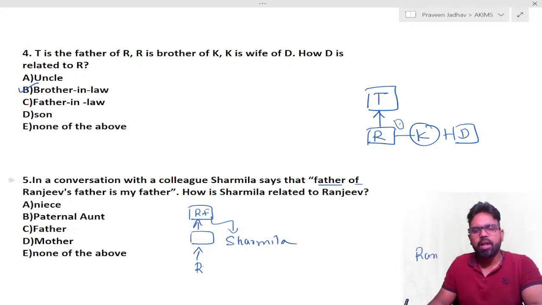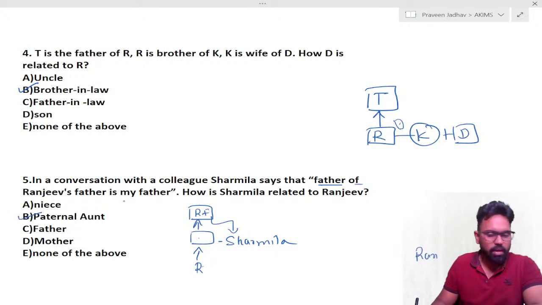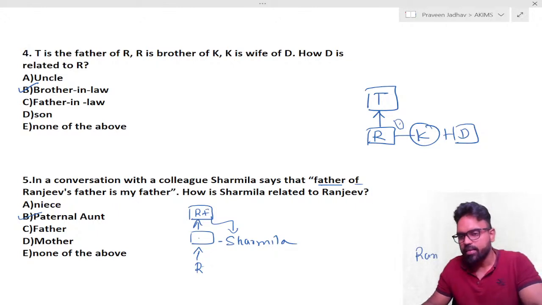How is Sharmila related to Rajiv? She can either be aunt or uncle, but it has to be on the father's side. Paternal aunt is my answer. Sir, I could not understand how you went about it. I will brief it, but I was just telling you the speed at which you are supposed to go in the exam. Listen to me carefully.